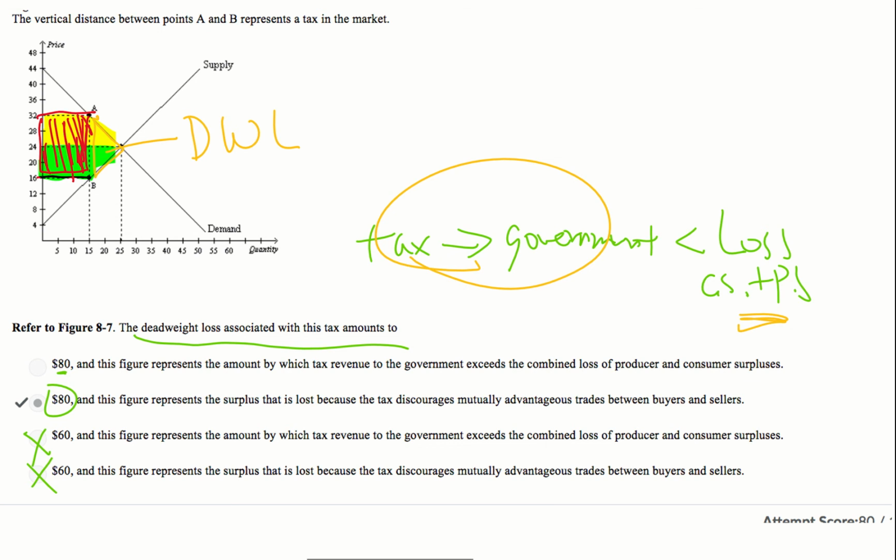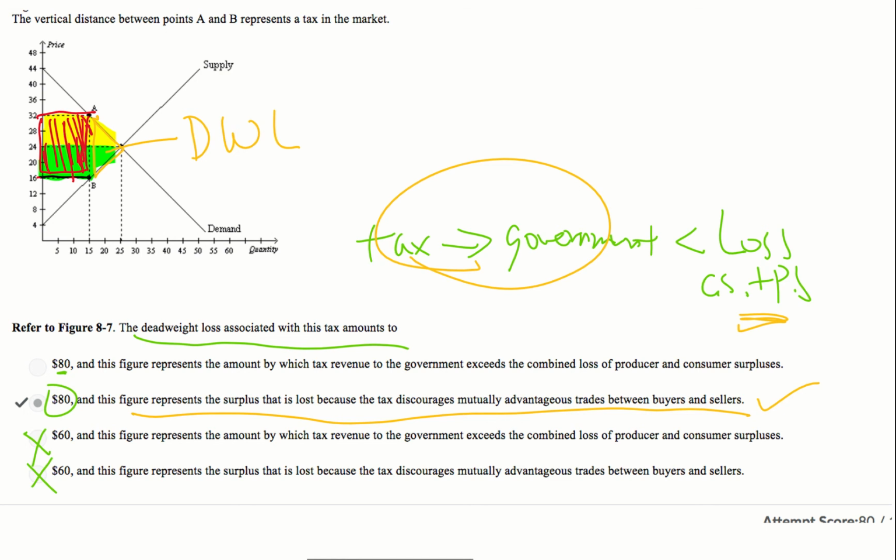All right. B says this figure represents the surplus that is lost because tax discourages mutually advantageous trade between buyers and sellers. This would be a good statement because this part over here is basically just the definition of deadweight loss. That when you have a deadweight loss, that means you're going to lose some transactions that could happen in the economy, but wouldn't happen anymore because you have a tax in the system.